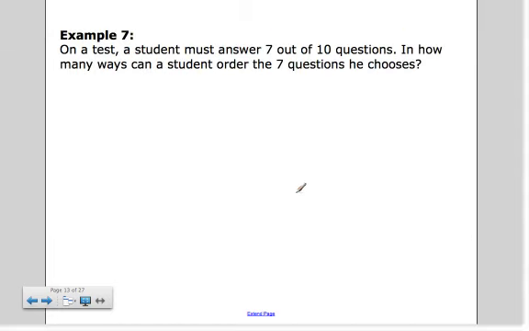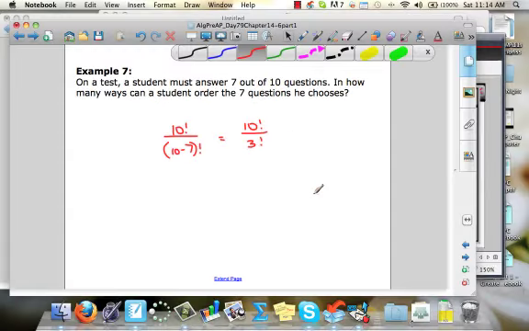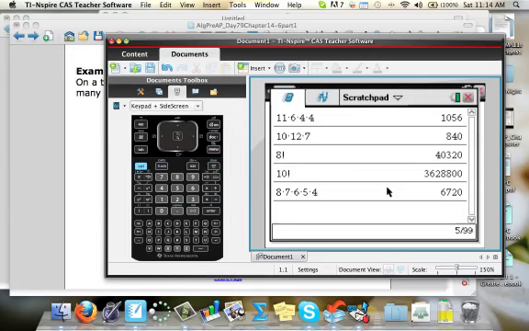Okay, on a test, a student must answer 7 out of 10 questions. In how many ways can a student order the 7 questions he chooses? So there's 10 different choices and there's 7 different questions that he can answer. So that's 10 factorial, and he's choosing 7, so that would be 10 minus 7 factorial, which is 10 factorial over 3 factorial. And I can actually use my calculator to find this.